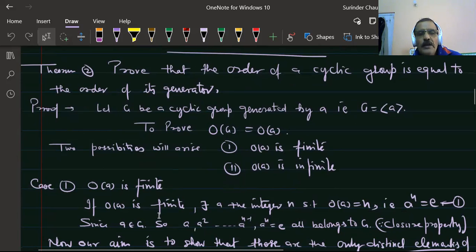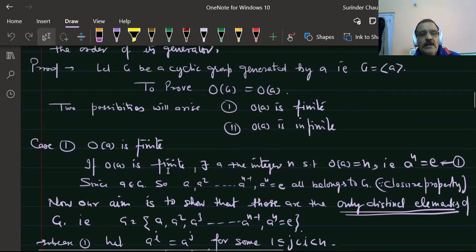If the order of A is finite, then there exists a positive integer n such that the order of A is equal to n. That is, the cyclic subgroup generated by A is equal to G. Since A belongs to G, A squared, and so on up to A to the power n minus 1, and E, all belong to G, because G is a cyclic group.